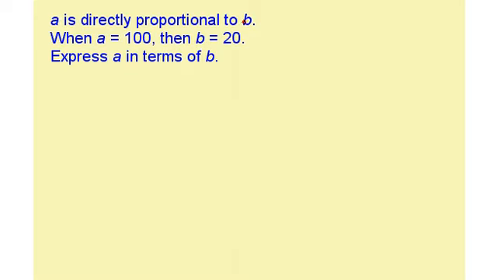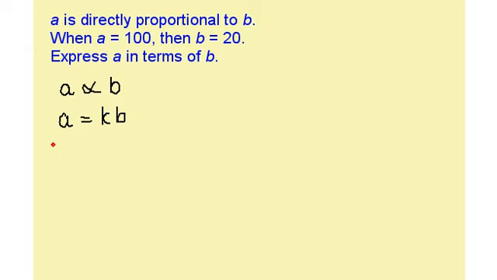This can be written as A is directly proportional to B. We can replace this with A equals KB. K is called the constant of proportionality. We can now substitute the numbers we're given in the question into this.